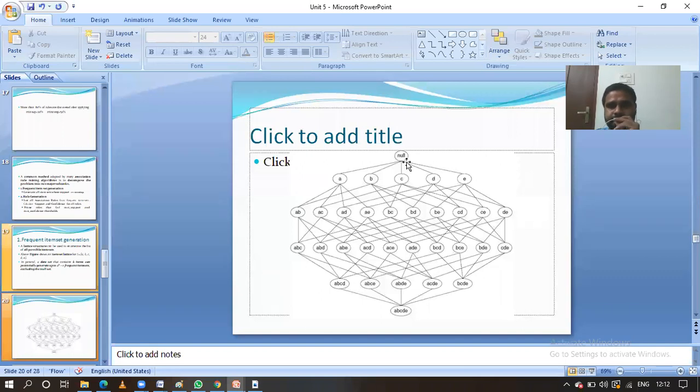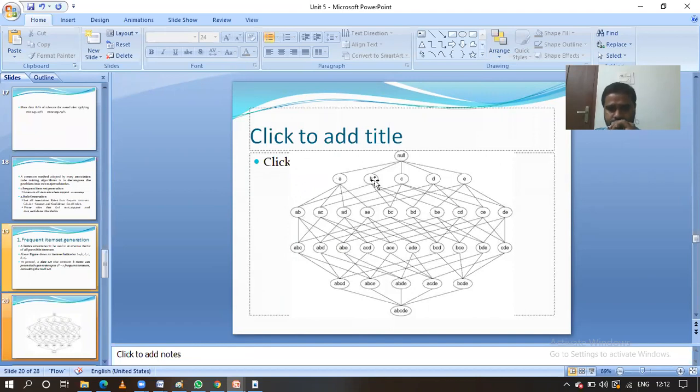Here is the lattice representation, guys. How many items are there? Five items are there, that is A, B, C, D and E. Here, all the possibilities of item sets will be represented in this lattice. How many different possibilities are there?